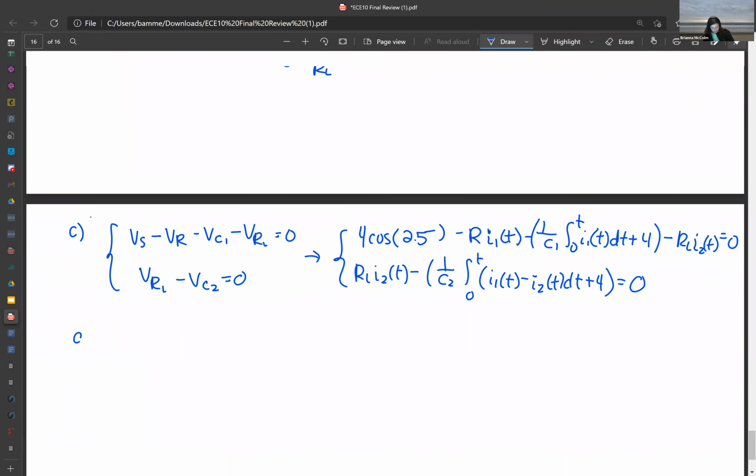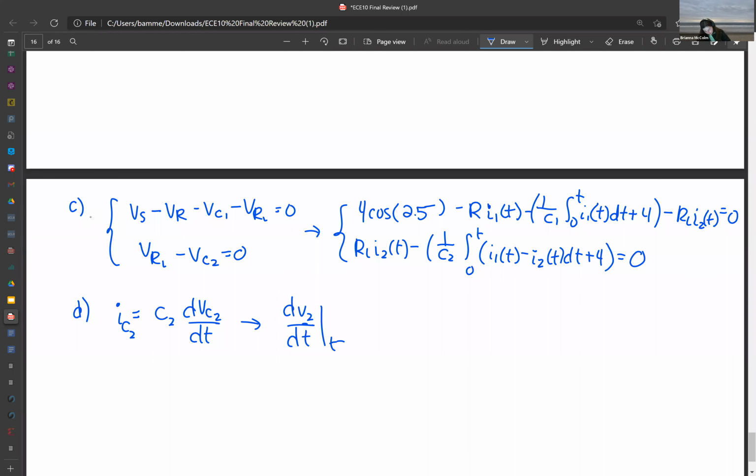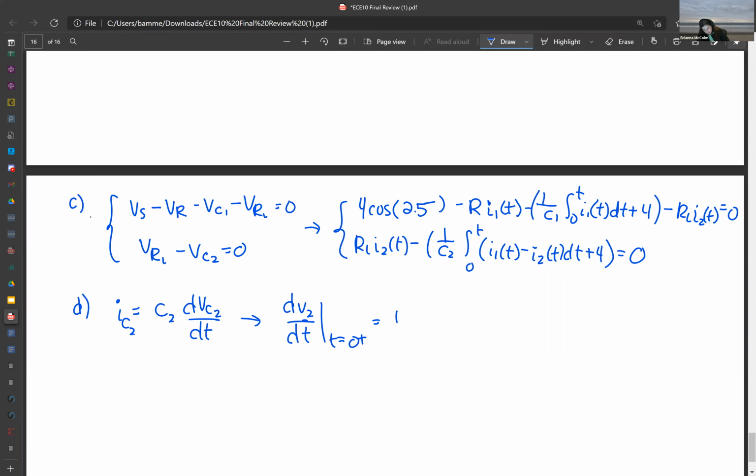Now for part D, we're supposed to find dv2/dt at t equals 0 plus. So here we're going to use the capacitor to our advantage because we know that I equals C dv2/dt. So therefore we can say dv2/dt equals I over C. And then we know that I of C2 is I1 minus I2 based on the conventional current direction we chose. You can always choose a different direction of conventional current. You just have to make sure that you're consistent throughout the entire problem.